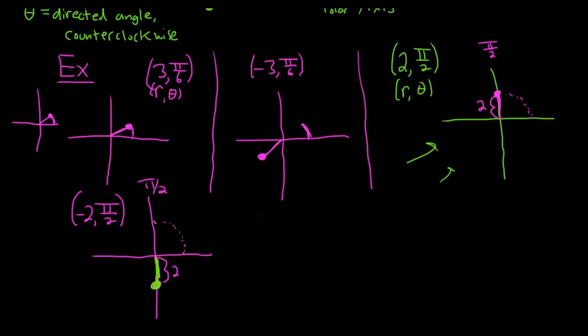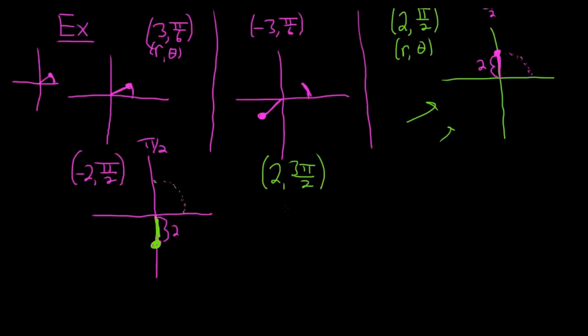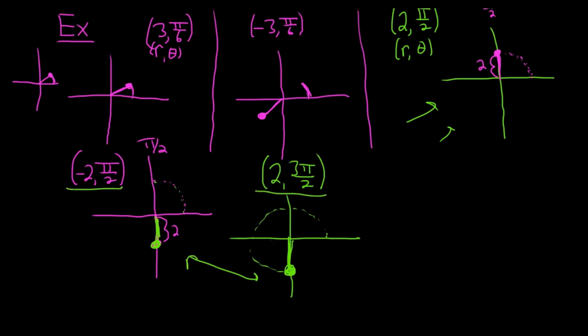Something interesting happens with polar coordinates. Watch this. Say it was 2 comma 3 pi over 2. Again, you draw your axes. First you travel 3 pi over 2. That's going to put us down here. And then you go 2. So we're here. So these polar coordinates are actually the same. Negative 2 comma pi over 2 and 2 comma 3 pi over 2 give you the same point, every time.